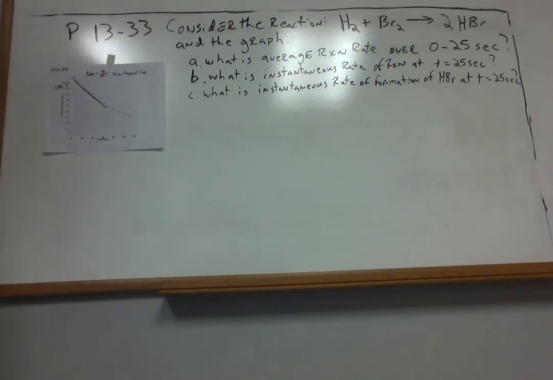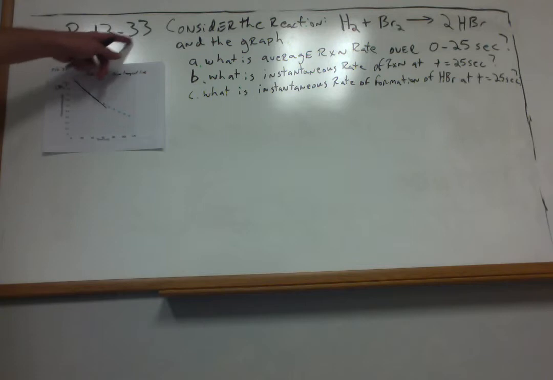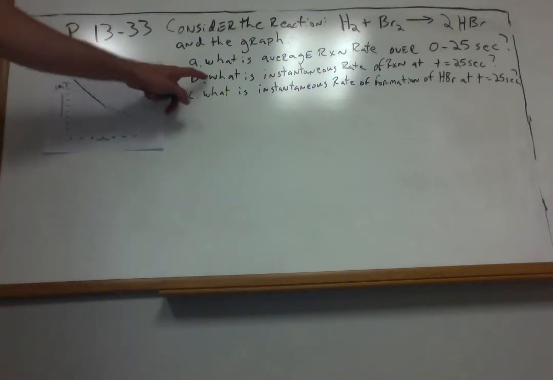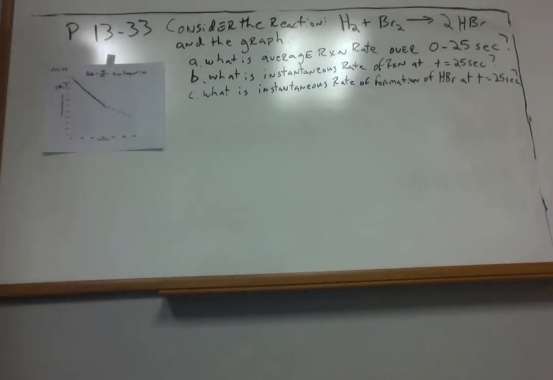Okay, if you look at the problem up in your textbook, it's 1333 at the end of the chapter problems. You could follow along, using that plot, and I encourage you to do that because this is basically going to be the source of our data for our analysis, right? So we're asked a couple different things. First, we're asked what is the average reaction rate over 0 to 25 seconds. We want to know then the instantaneous rate at 25 seconds, and what is the instantaneous rate of formation of HBr at 25 seconds.